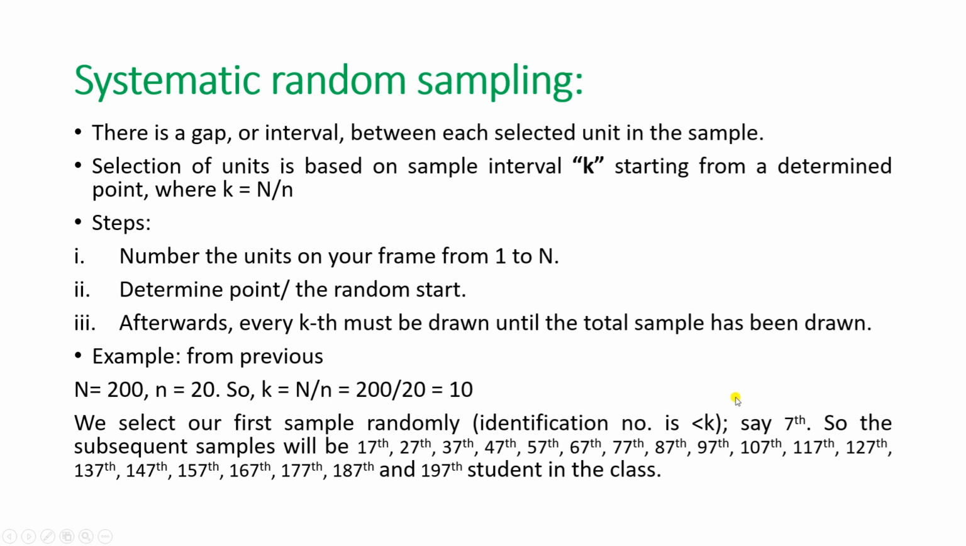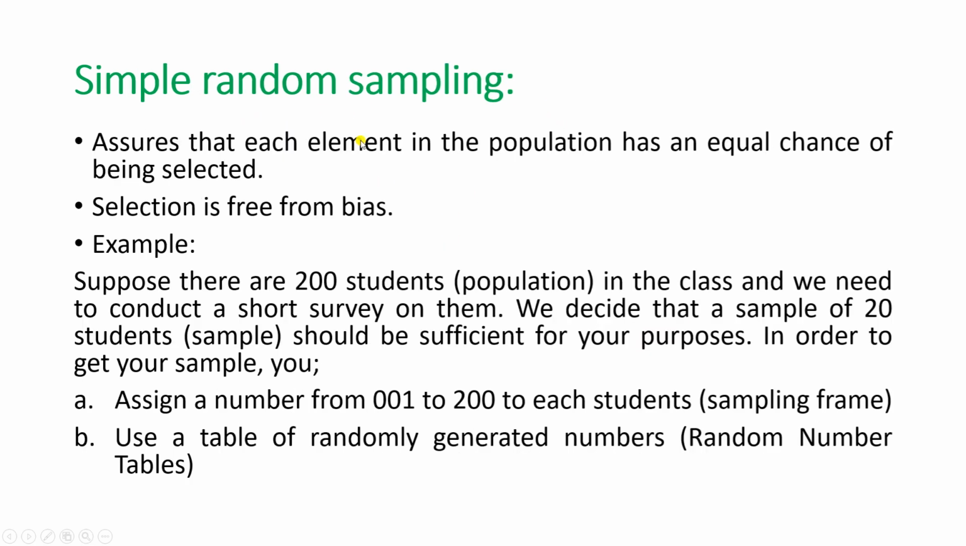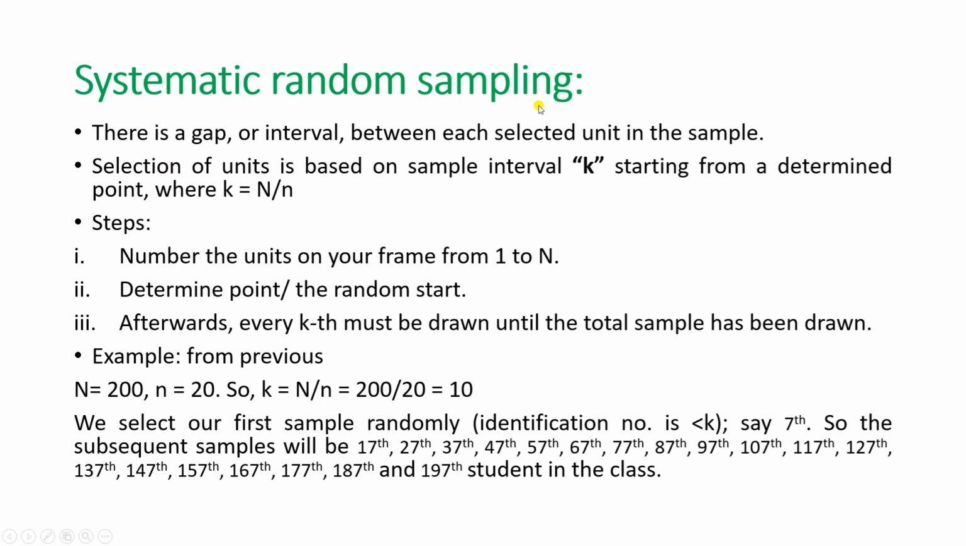Okay. The next one is systematic random sampling. Now, this is the simplest one and this is the best one, to be honest, right? Systematic random sampling means there is a system that we are following. Systematically, the individuals are selected as the sample. So, there is a gap or interval between each selected unit in the sample.